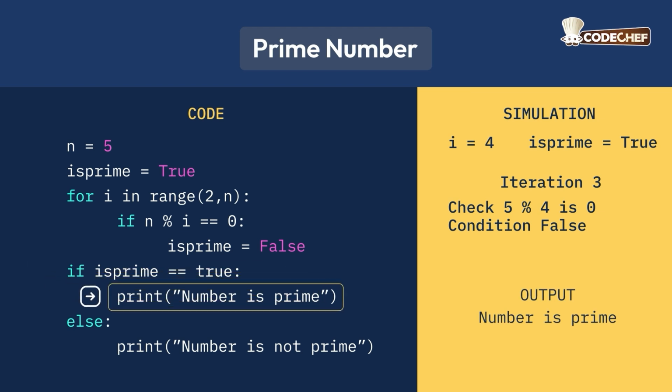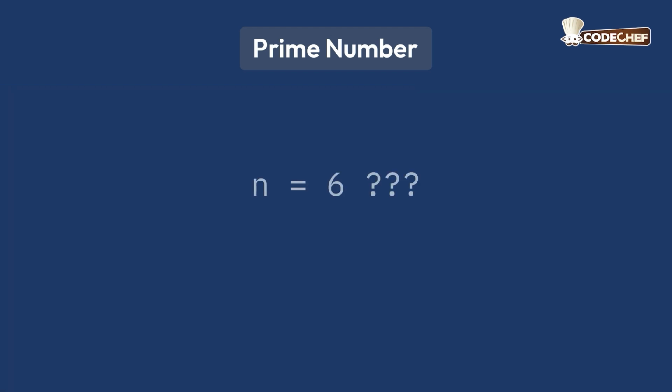Now think of how the code will behave when the value of n is 6. This is something for you to figure out.